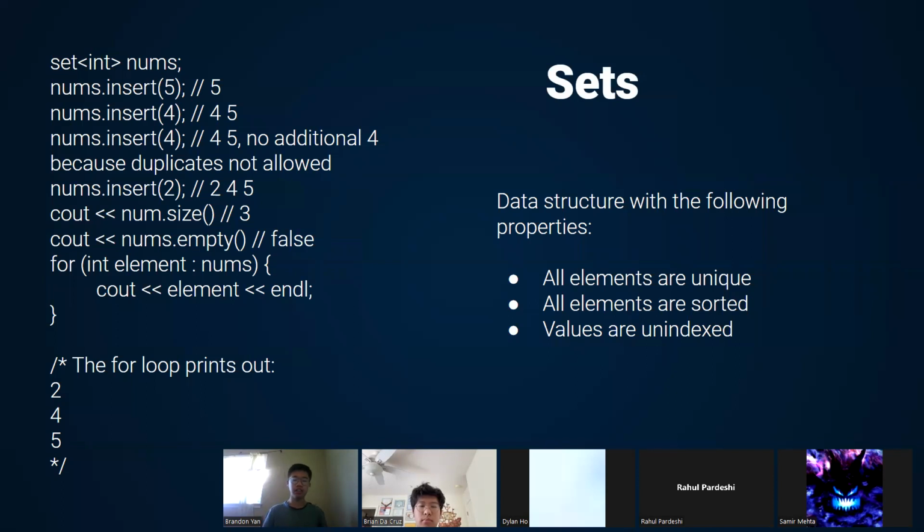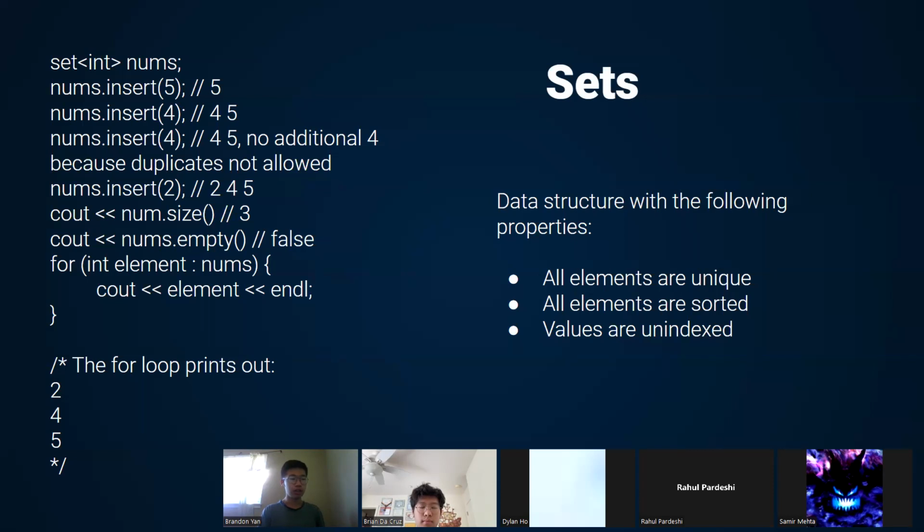And then in the set, all the elements are sorted in increasing order. So that's another thing you might find useful about sets. And the values are unindexed, meaning I can't just do set name, bracket 3, or something, and then try to get the third element. That does not work with sets.